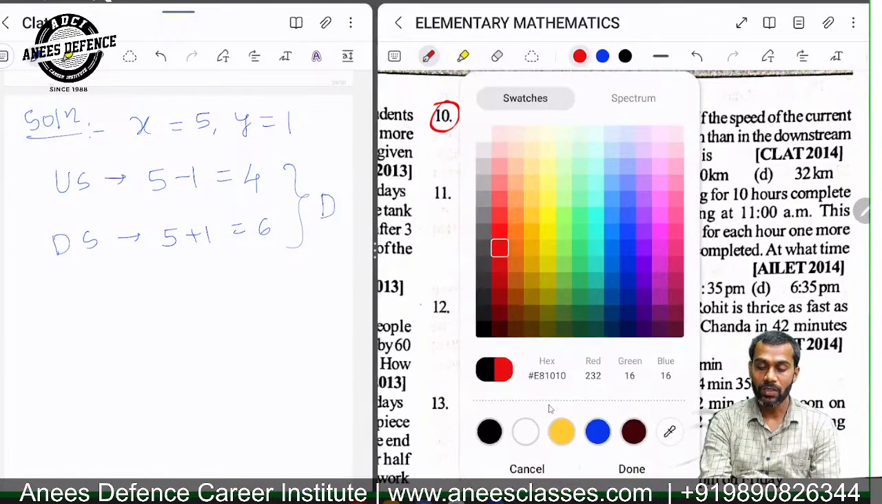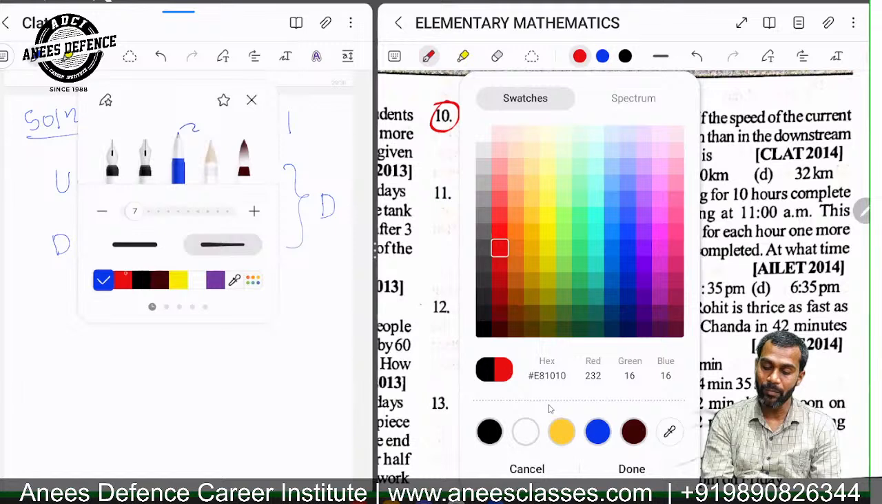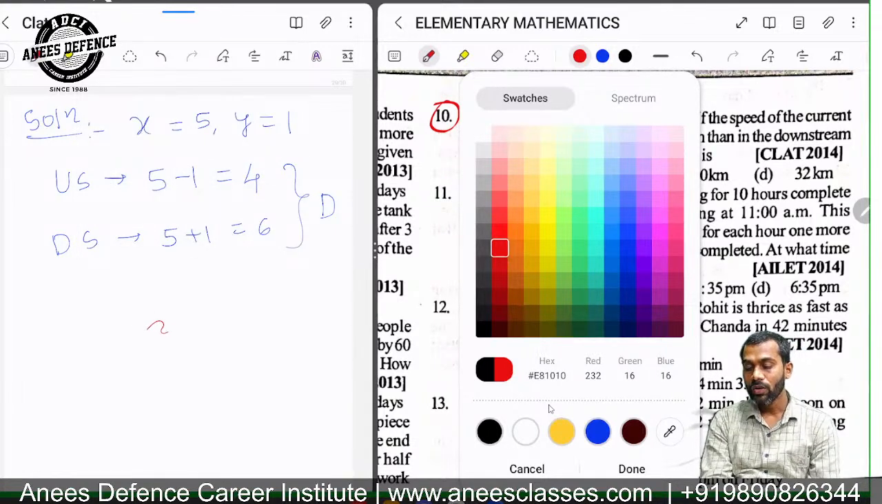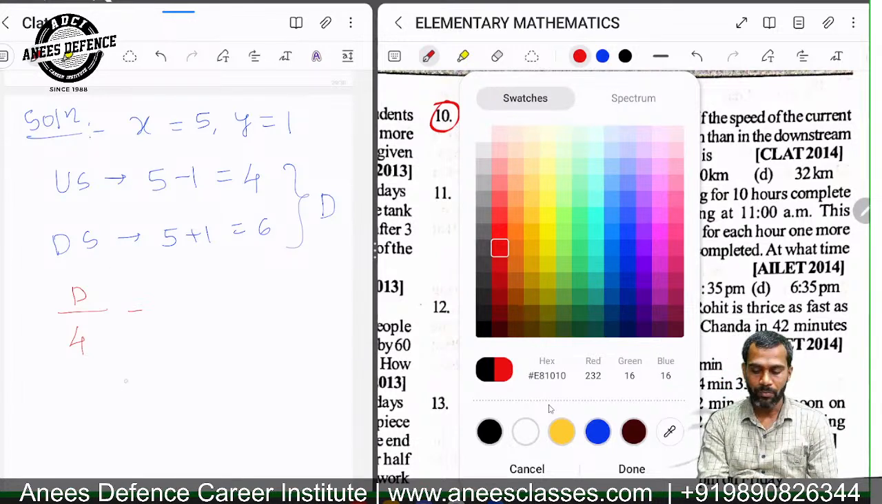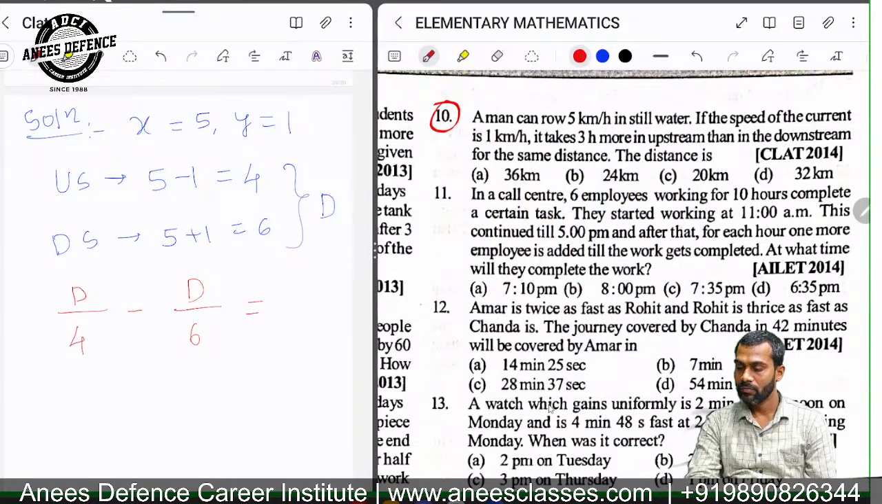Distance is d only. Both distances would be the same. Yes or no? Now the time taken by the boat in the direction of upstream would be, tell me, distance upon speed. So d upon 4. So it will take more time. Now d by 4 minus d by 6 must be equal to 3 hours. It takes 3 hours more. So the difference would be 3 hours.